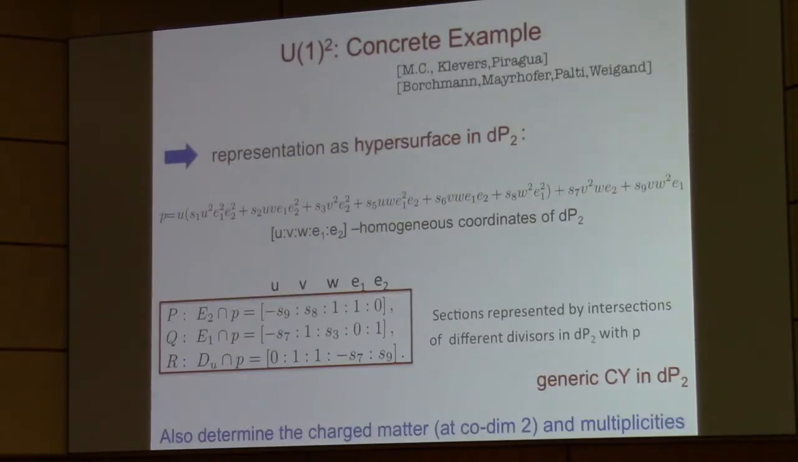But let me highlight this concrete example that I was referring to that has Mordell-Weil rank 2, and it's a generic Calabi-Yau space.